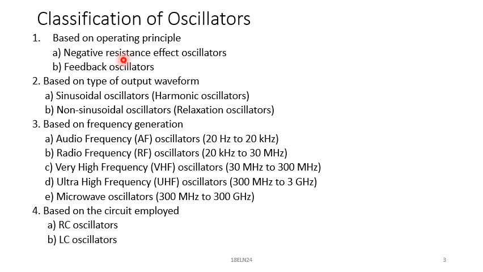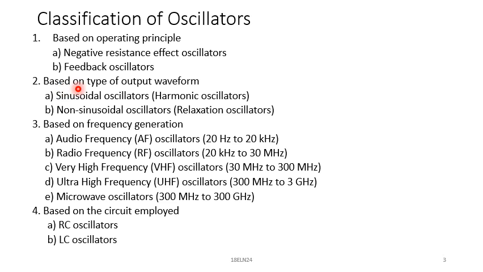That is negative resistance effect oscillators, and the second type is feedback oscillators. Negative resistance effect oscillators means the characteristics have a negative resistance region, and based on that it acts like an oscillator. And feedback oscillators means we use feedback. In the feedback, we use different passive components. So that type of oscillator we call feedback oscillators.